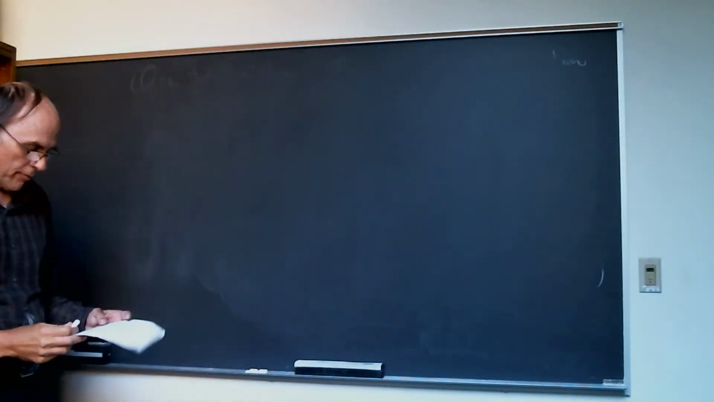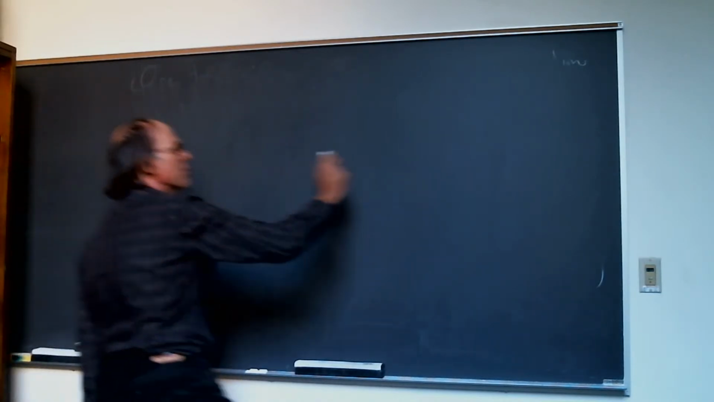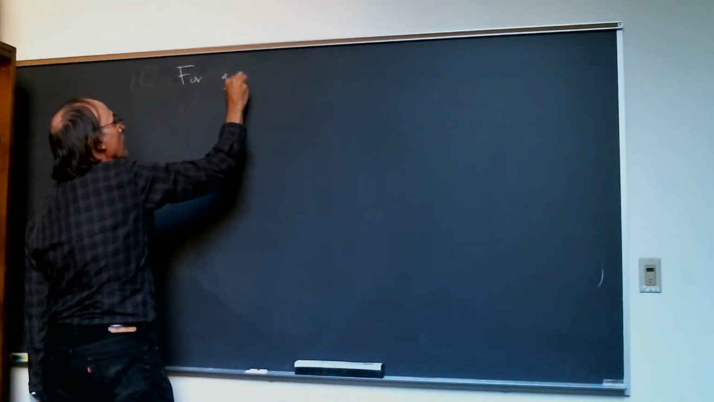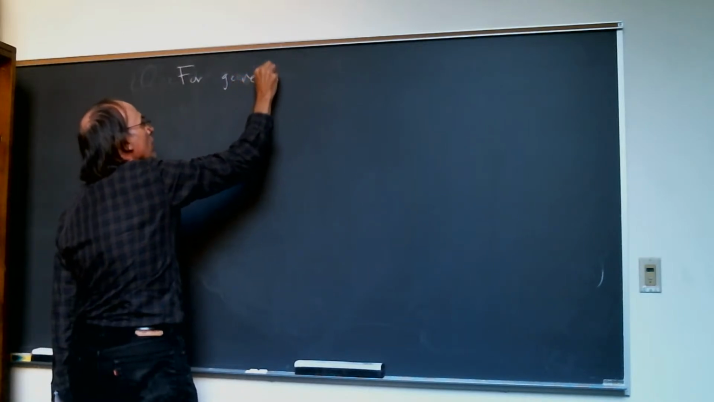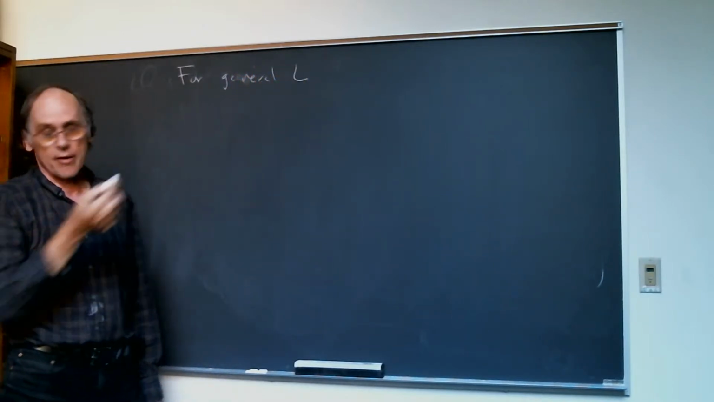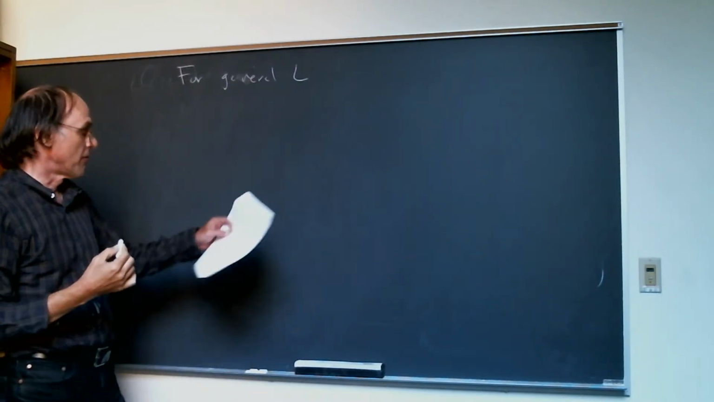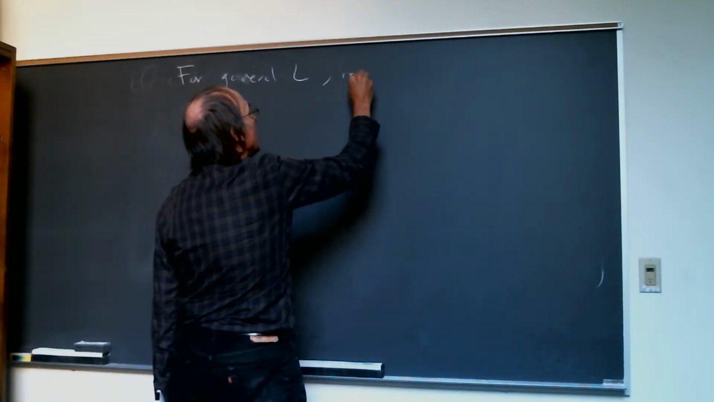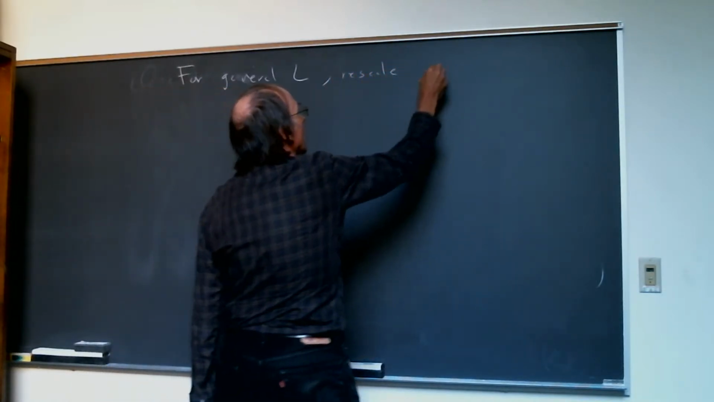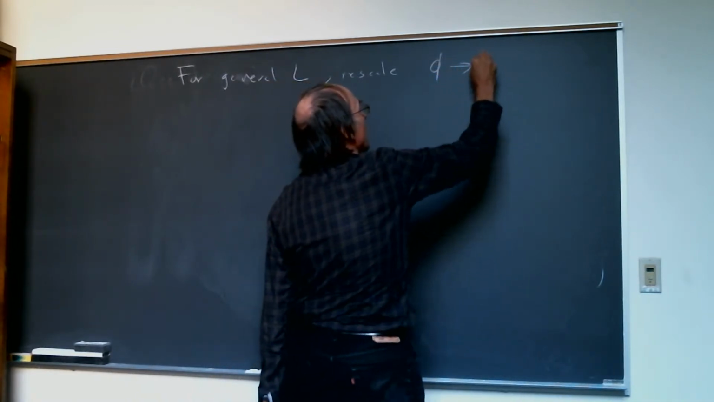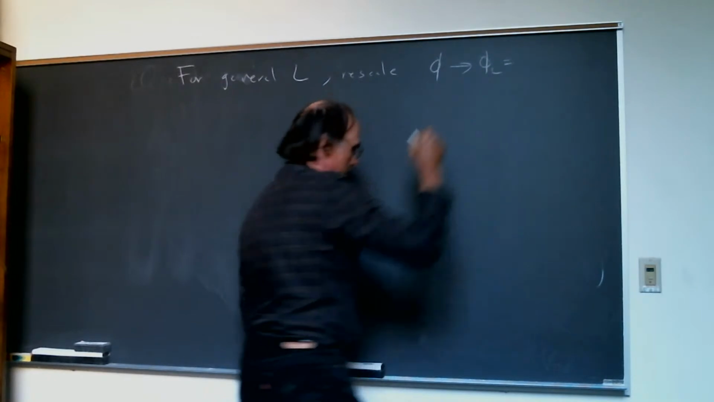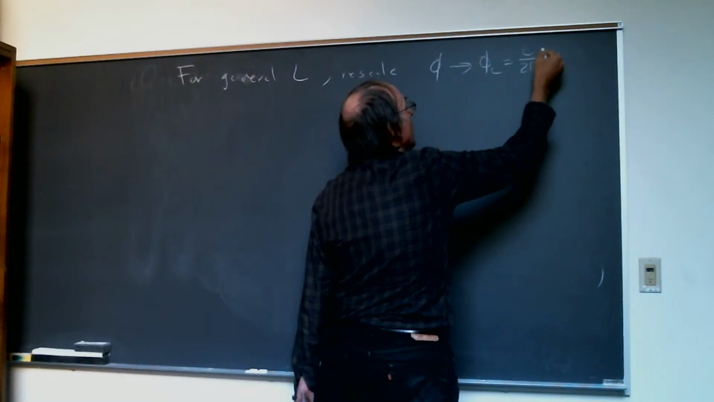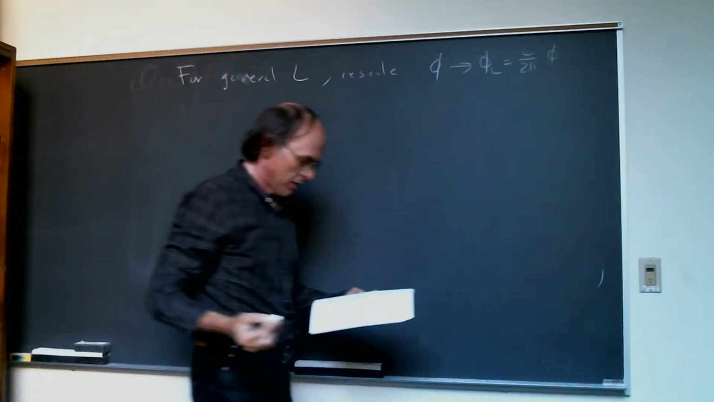Okay, so for general L, in other words, so far the formulas I wrote down were for L equal to 2 pi, but for an arbitrary L, you can rescale phi goes to what I call phi sub L, which is just rescaled by multiplication by L over 2 pi. Now I'm worried that I've got that backwards.